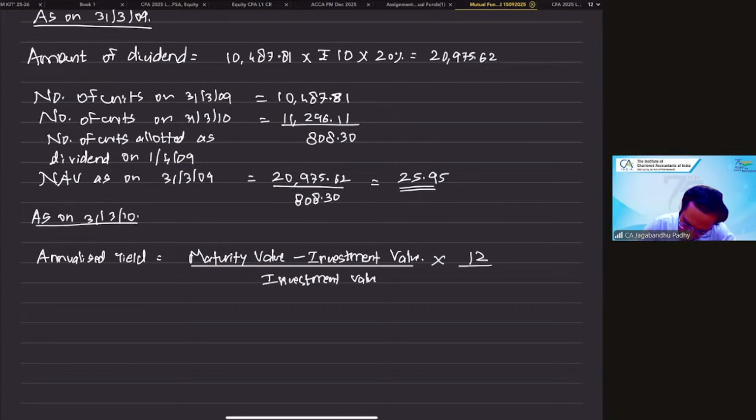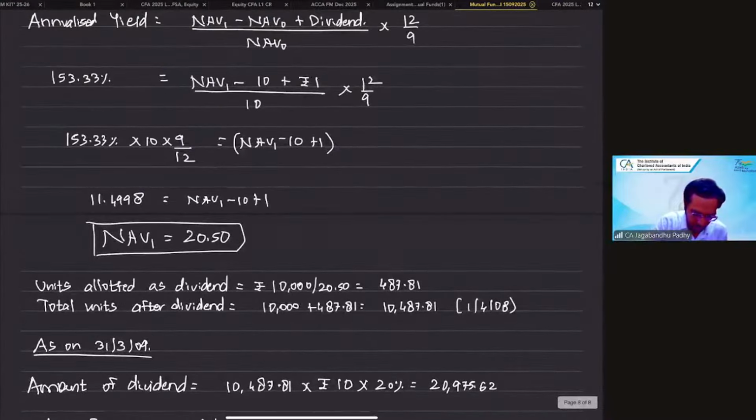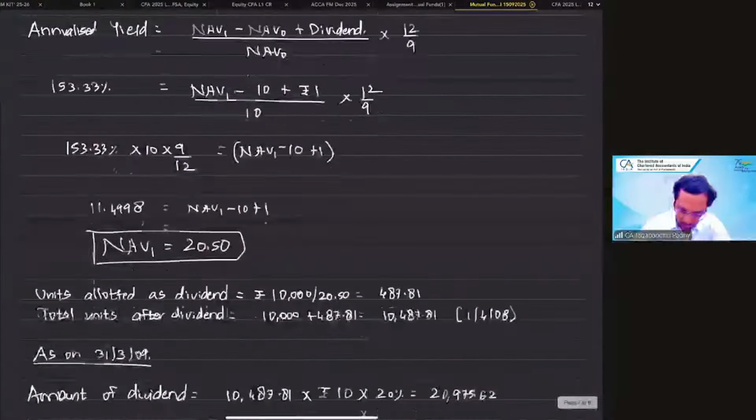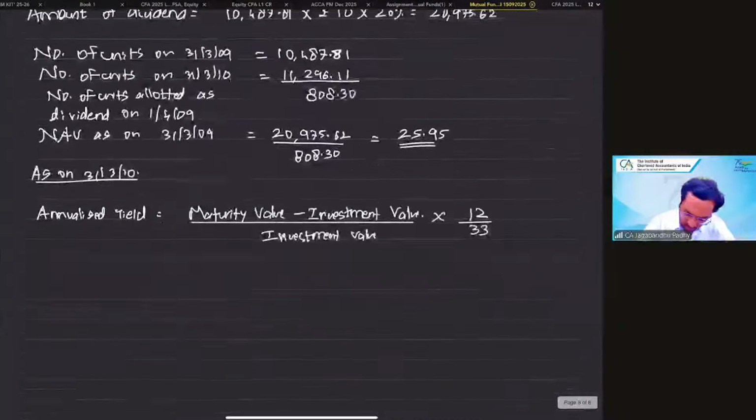Into 12 by, for how many months have we invested over here? From 1st July 2007 till 31st March 2010. What's the number of months? 9, 12, 12. 24 plus 9, so 33. So what is the annualized yield? Annualized yield is given as 73.52.